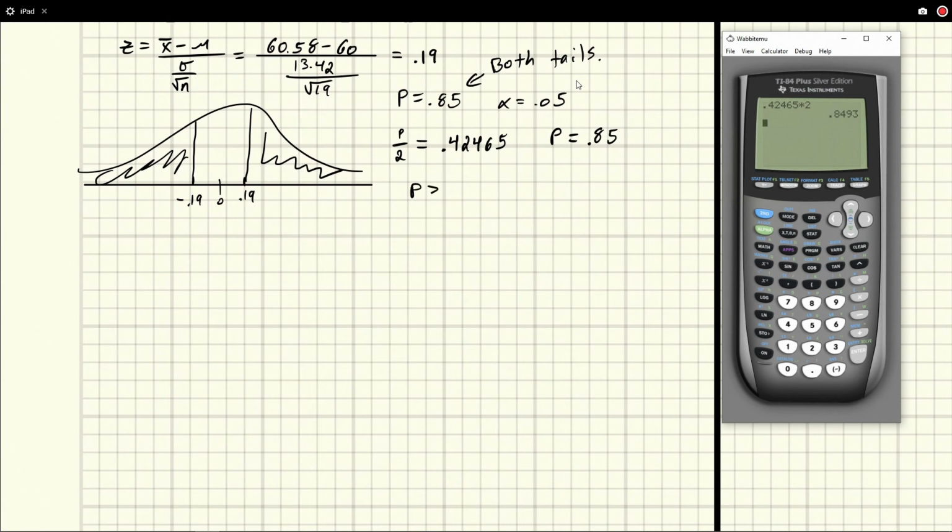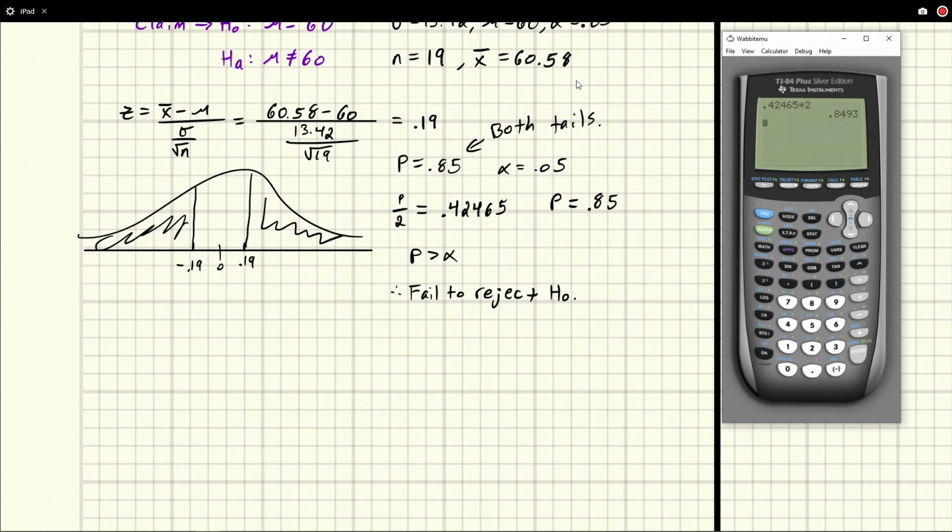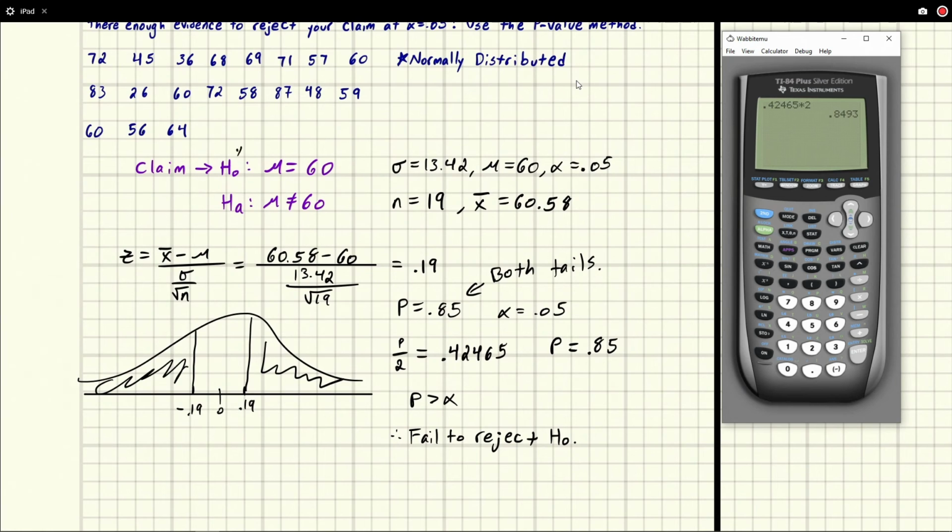That means that P is greater than alpha. This is evidence to fail to reject the null hypothesis. And now we need to talk about the claim. Now, fail to reject or do not reject the null hypothesis means that we think it's right? We didn't reject it. So we think that the null hypothesis is true. We have evidence to support the fact that it's true via our study versus the alternative. We don't think that's correct. Our study doesn't support it.